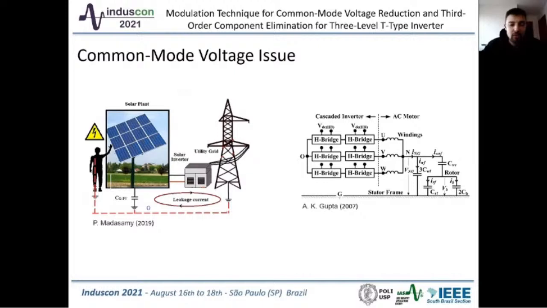So common-mode voltage is an issue in any application. We have standards establishing limits for electromagnetic interference, and also common-mode voltage can excite current through parasitic components. These parasitic components appear for different reasons depending on the application. We have an illustration of that in motor applications on the right, and on the left we have an example of that for photovoltaic systems. You can decrease or eliminate these currents through filters and special topologies, and we can also decrease the common-mode voltage itself, which can be done by modulation strategies.